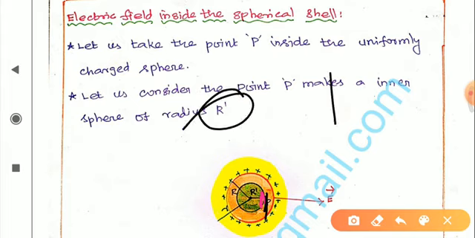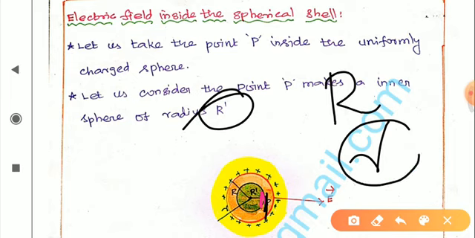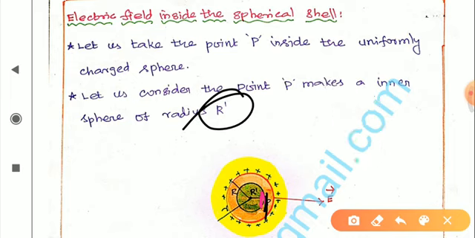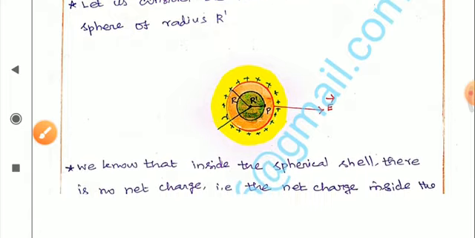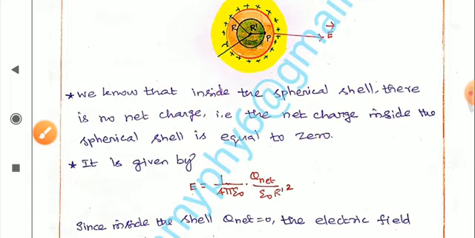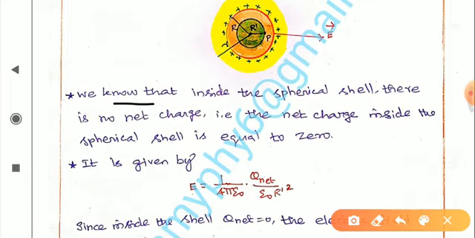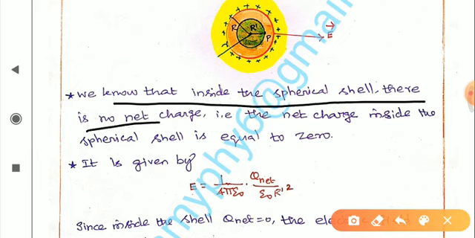So the first sphere has the radius capital R, the second sphere is nothing but the outer surface, which is small r. The third sphere, which is inside the actual sphere, is very small, which has the radius r dash. Now what will be the electric field inside the sphere? Okay, we know that inside the spherical shell there is no net charge. If there is no net charge, we can write Q is equal to what? 0.